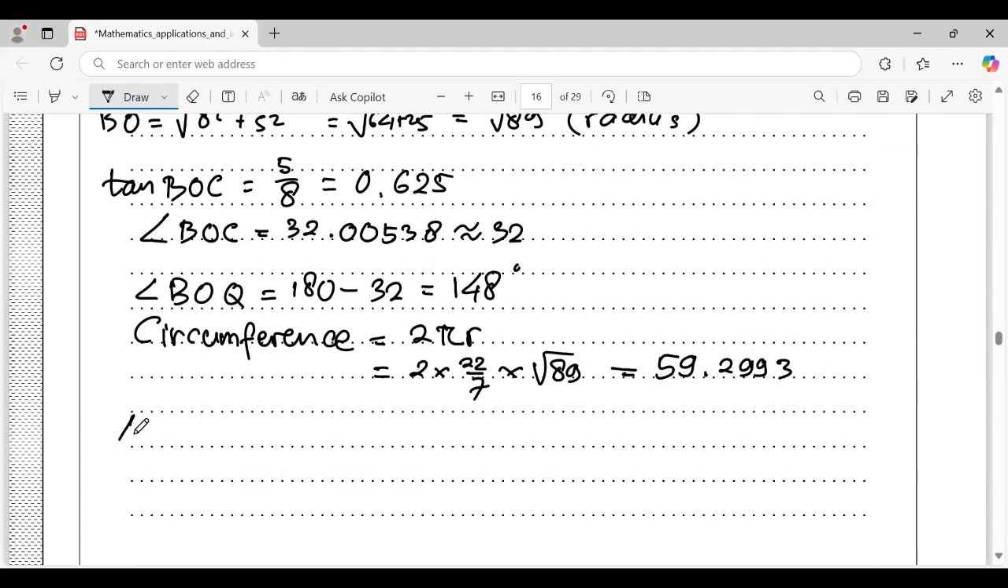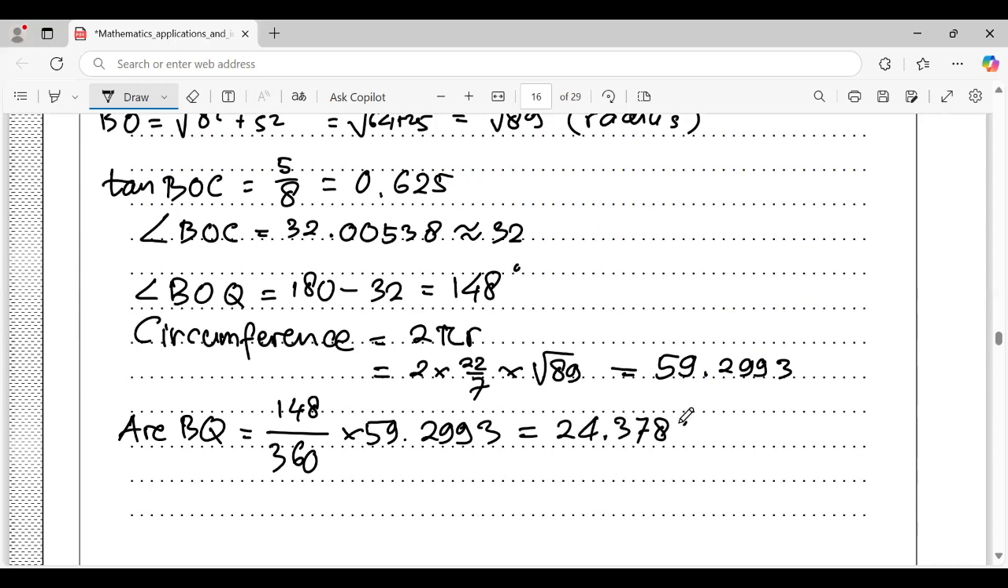Arc length BQ is 148, this one, angle BOQ over 360, this fraction of a circle, times 59.2993. The result is 24.3786. Rounded off it becomes 24.4. The unit is meters.